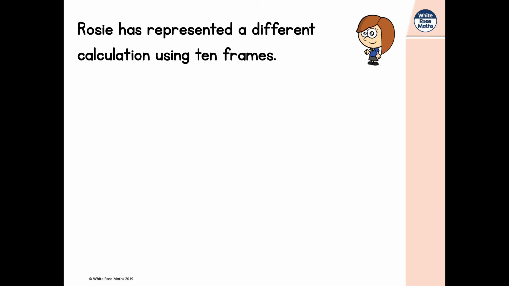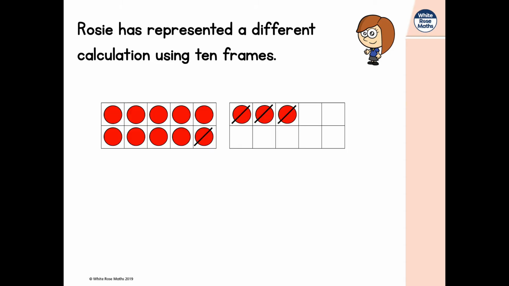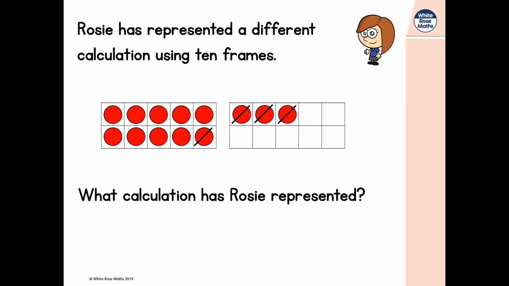Rosie has represented a different calculation using 10 frames. Well, let's take a look. Oh, it does look different than the last one. Here, we only have red counters. And we also have some lines here. What calculation has Rosie represented?